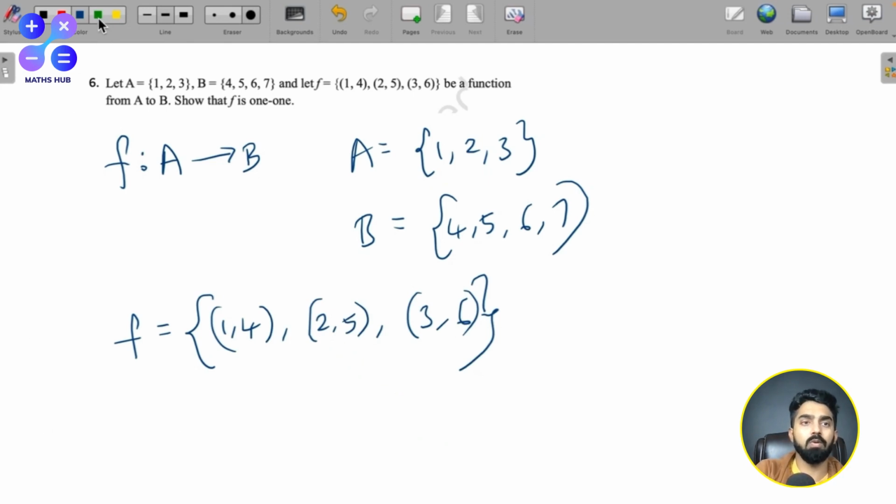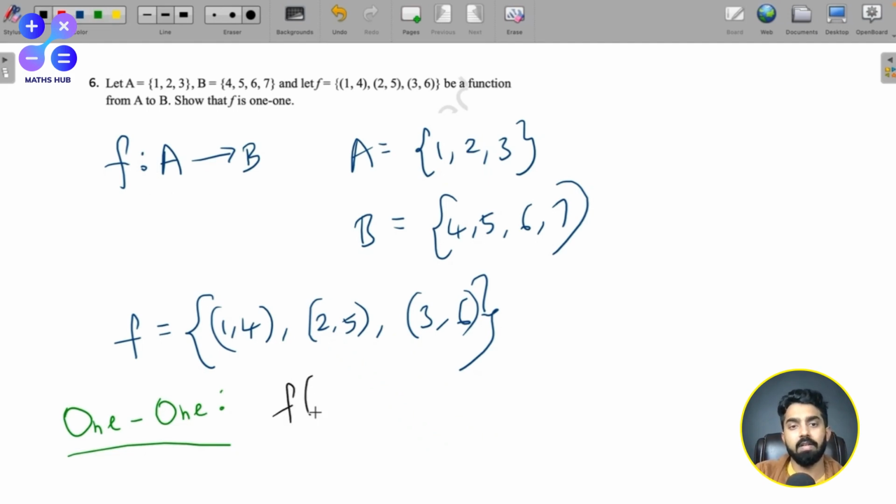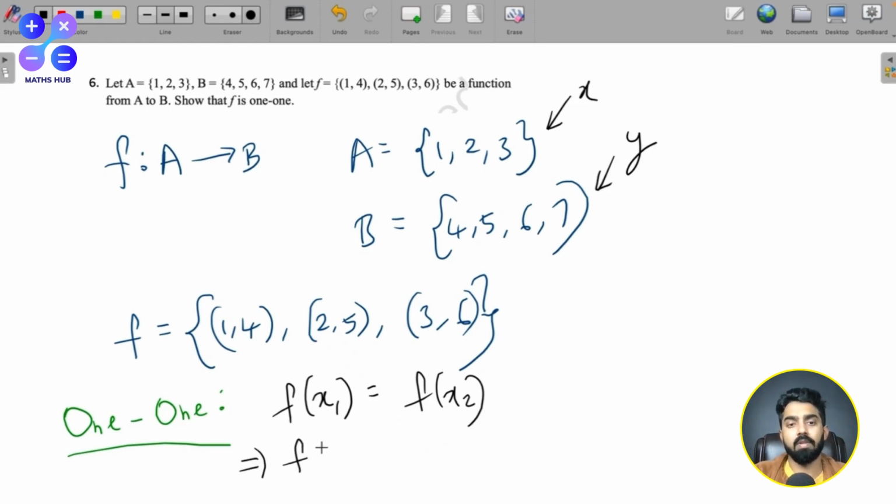So what do we do? Let's go back to our usual drill, right? For a one-to-one function proof, what do we do? We need to prove that if f of x1 is equal to f of x2, then x1 equals x2. So how do we do that? Let's take any x value, right? So x1 is basically any value in the set A. So these are all x's. These are all y's, right? So any value in set A. So let's take f of 1.